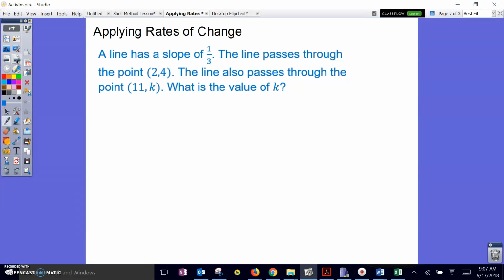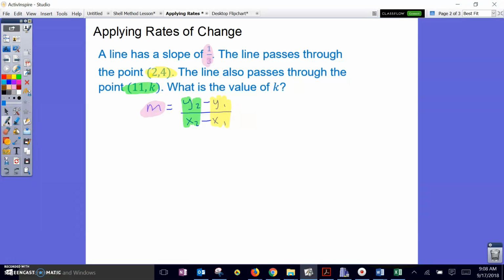a more mathematical one. A line has a slope of 1/3. The line passes through the point (2, 4). The line also passes through the point (11, k). What is the value of k? Now here's how I would do this. I would use my slope formula and substitute in all the values. We know 1 point, which we can substitute in here, and a second point, which we can substitute in here, and we know the slope, which we can substitute in here.